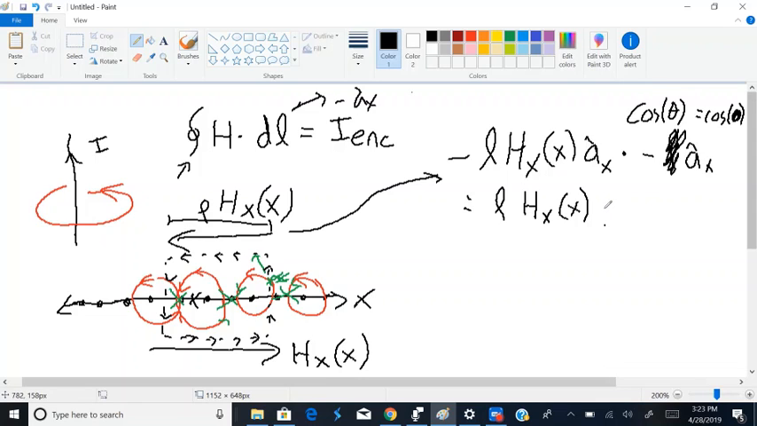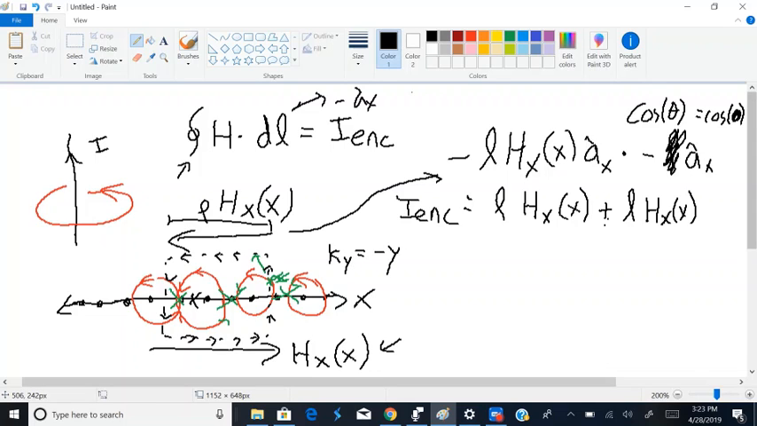Based on the bottom here, we do the same thing, and since they're in the same direction, you're also going to get L hx of x. So you're going to add that L hx of x, and this is equal to I enclosed, as we described before. Now I enclosed is Ky is equal to minus y.